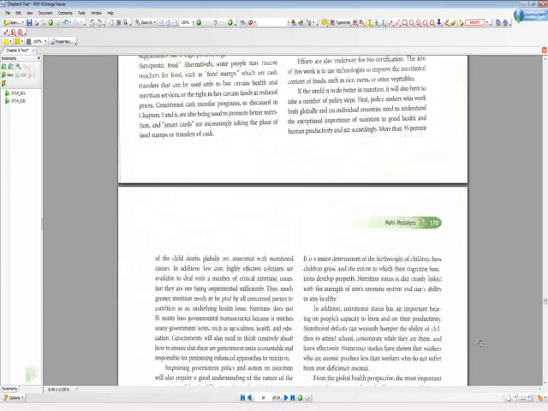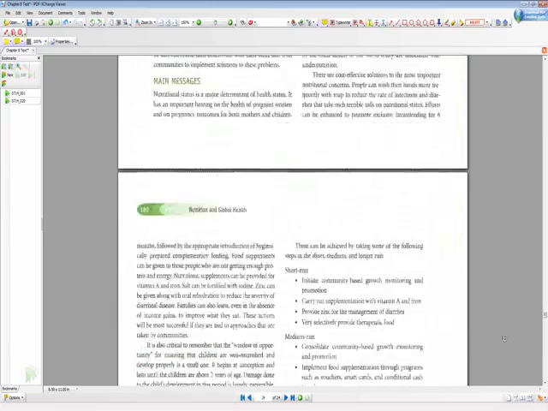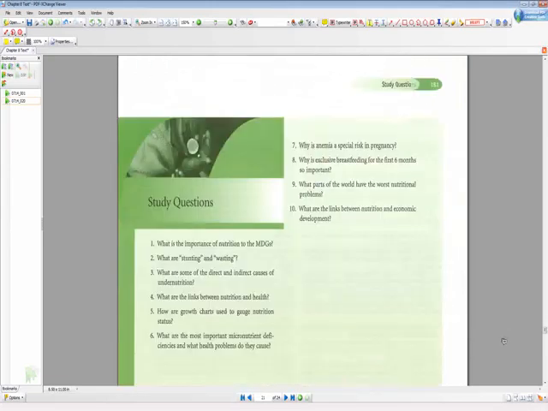As you conclude your read through the chapter, make sure you look at the study questions, as they will be helpful and insightful. Thank you.